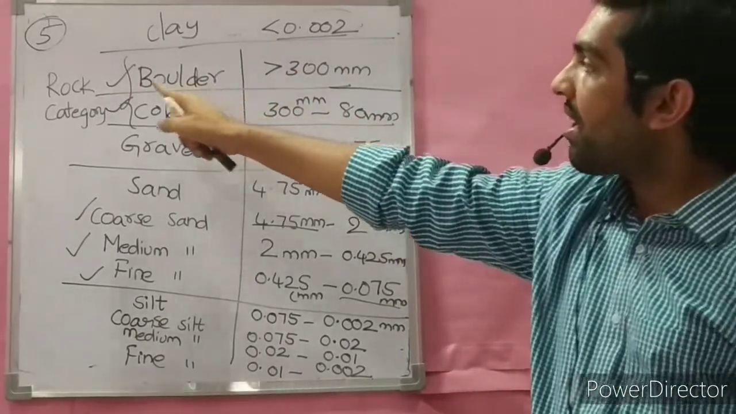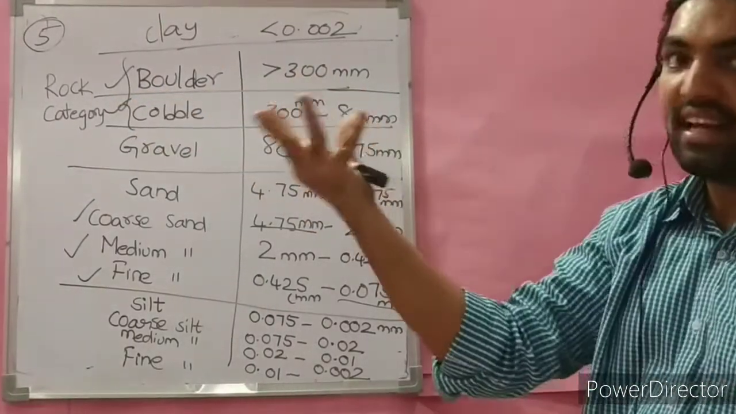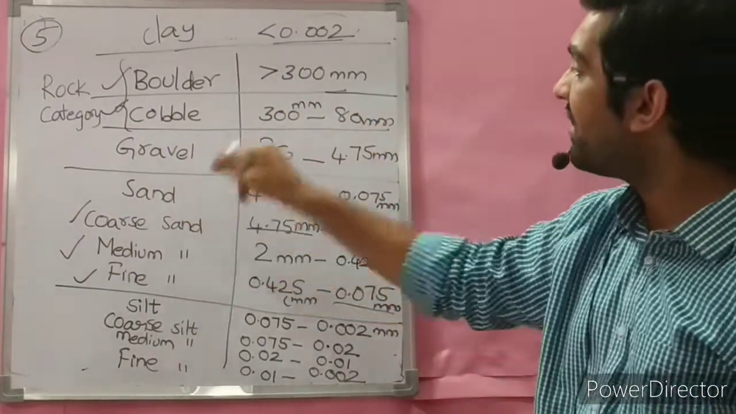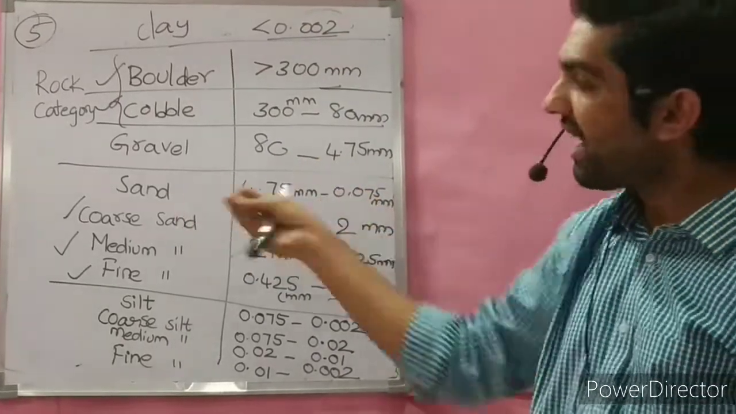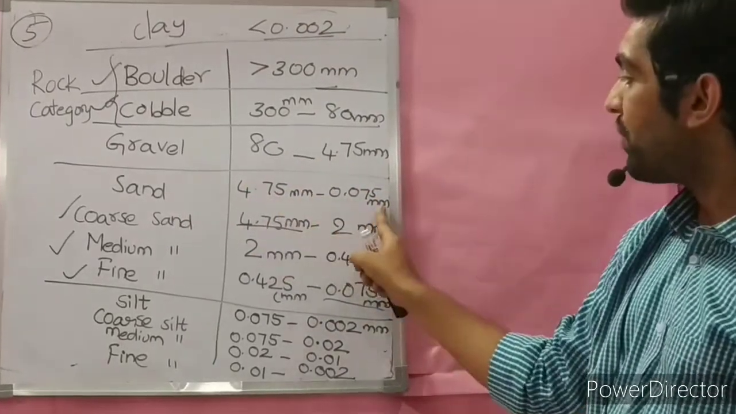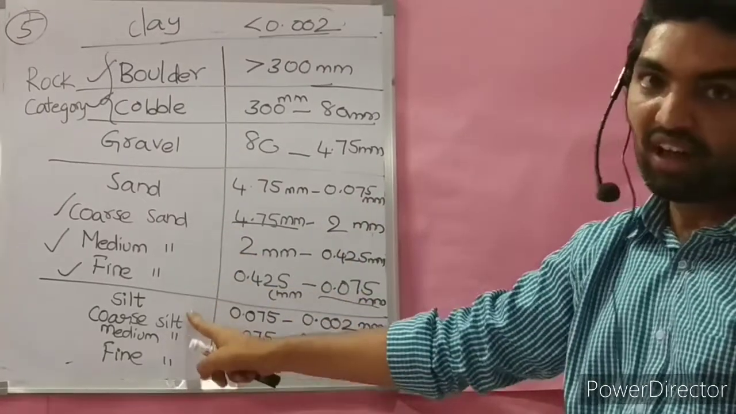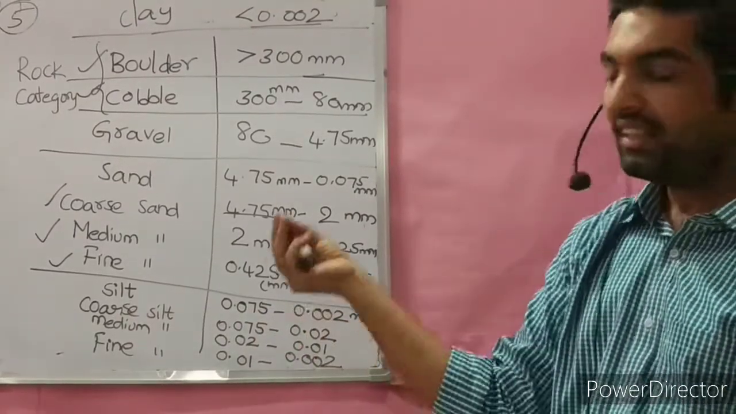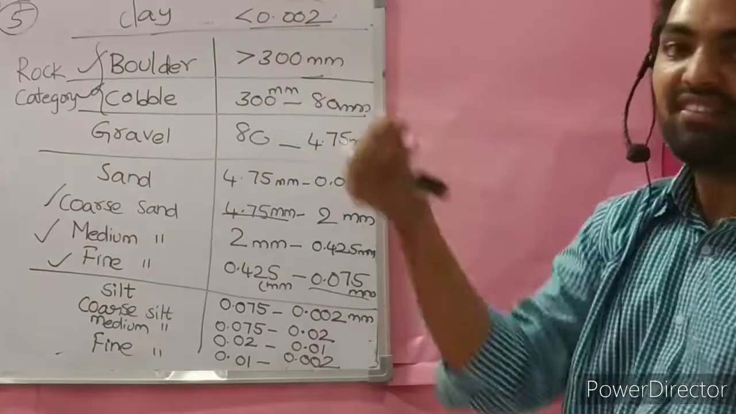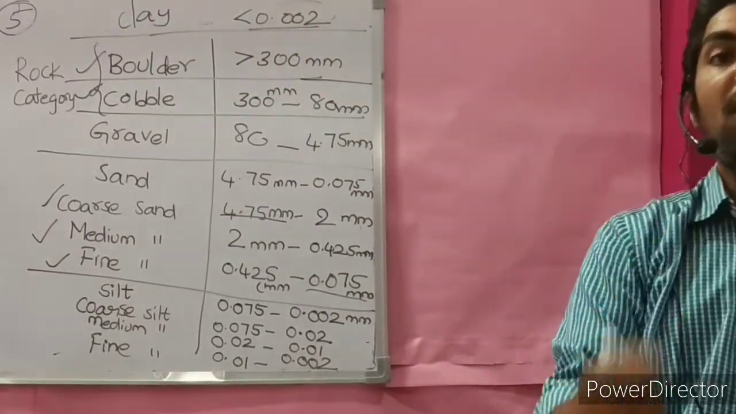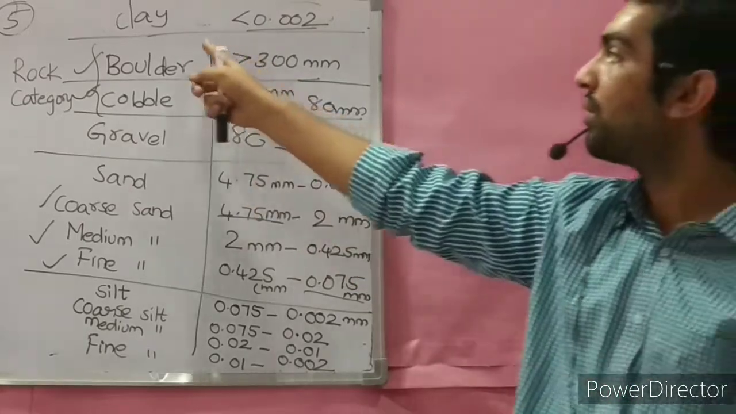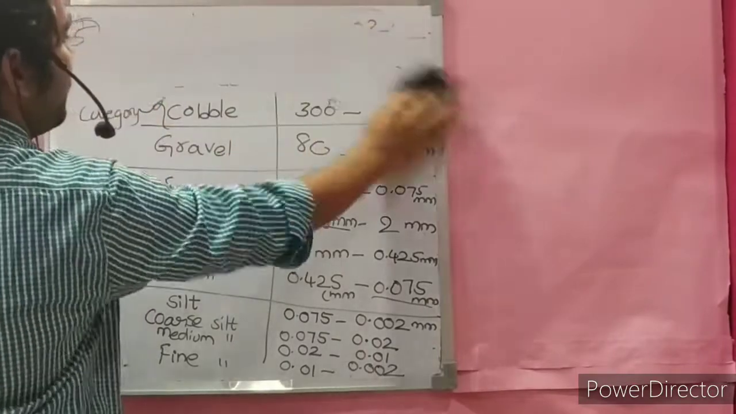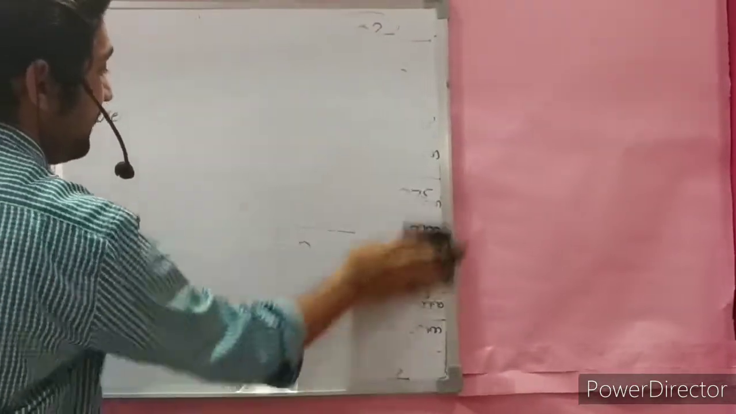See, observe here. Rock, big rocks greater than 300 mm, more size. Cobble, 300 mm to 80, big size. Gravel, size decreases, 80 to 4.75. Sand, still finer, 4.75 to 0.075. Again coarse, medium, fine. Next, silt, 0.075 to 0.002 mm, slightly smaller size. Clay, most small, very small. Colloidal means very small. You can get this colloidal in environmental engineering also. Clay particle is very small. Hence, both are true. For this question, what is the answer?